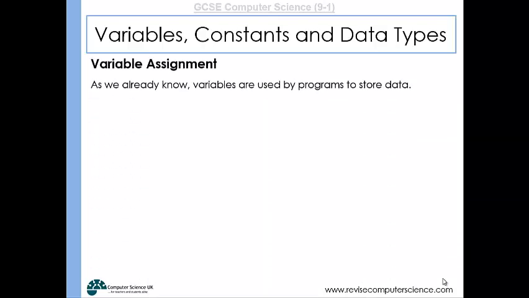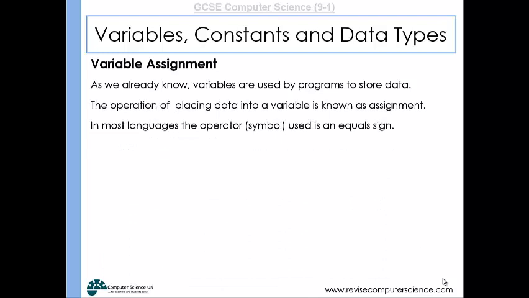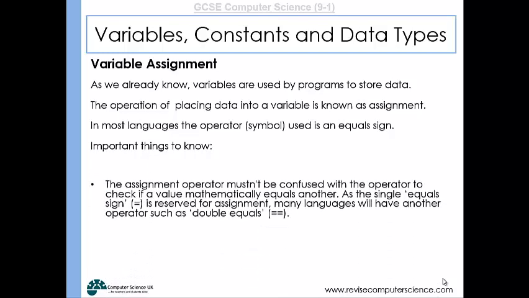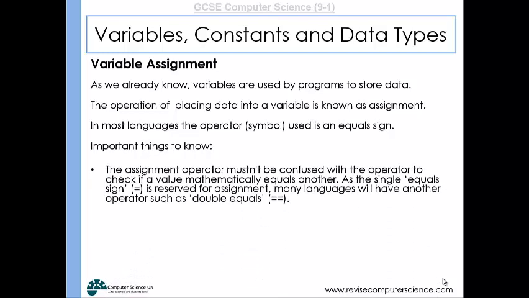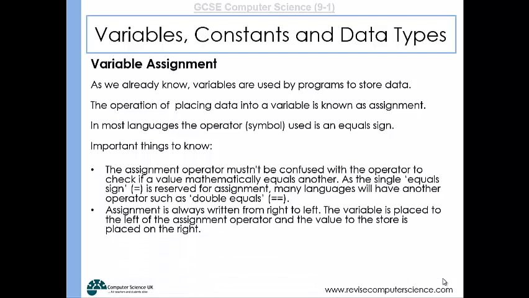Now variable assignment is the process by which you put data into a variable. So in most languages, the operator, the symbol that they use is an equal sign. And the following things are really important. The assignment operator mustn't be confused with the operator to check if a value is mathematically equal to another. So for example, in Python they use a single equal sign for assignment and a double equal sign to see if something is mathematically equal to something else.